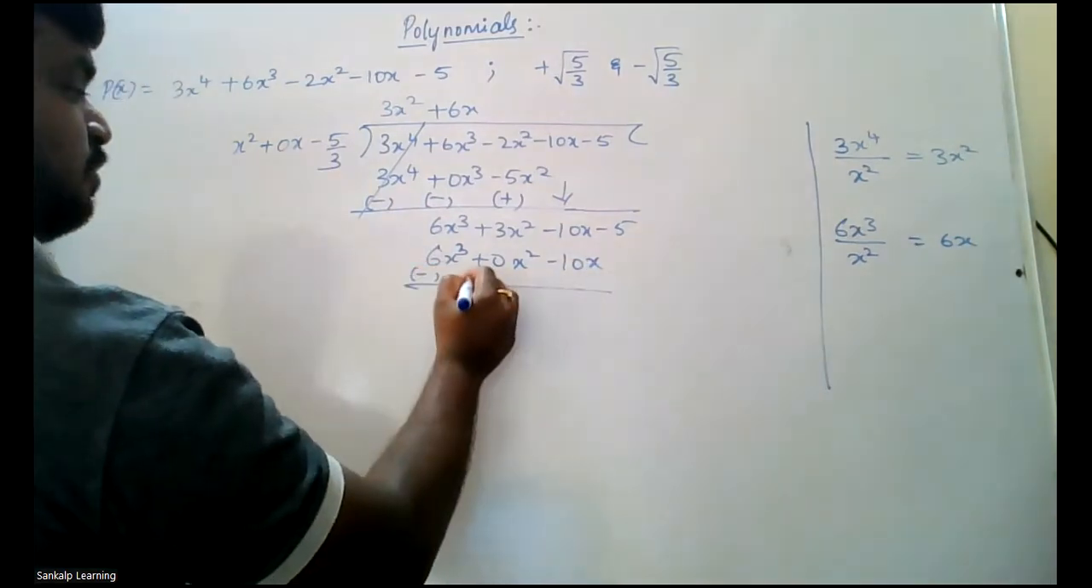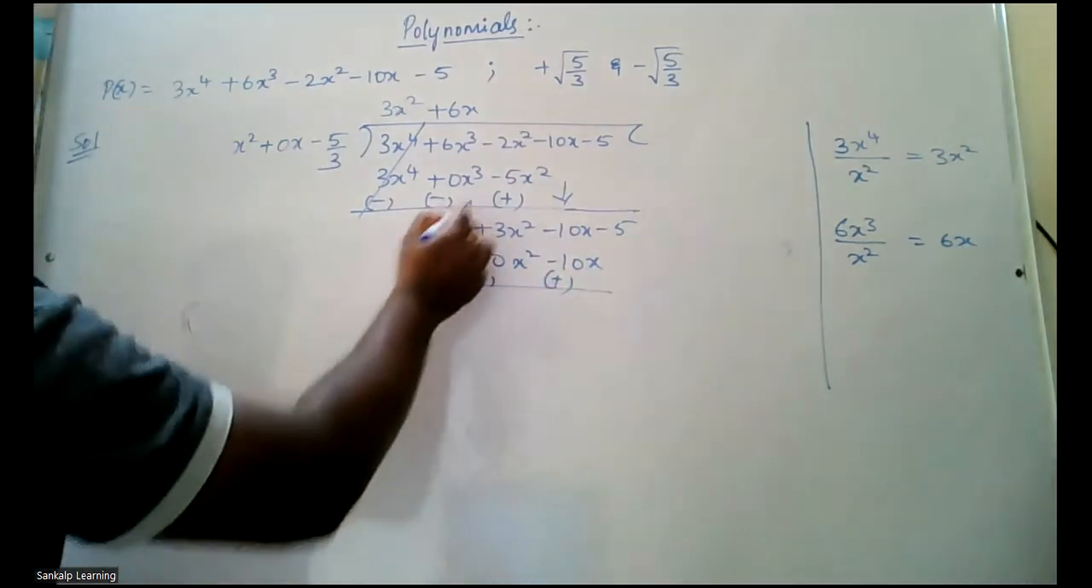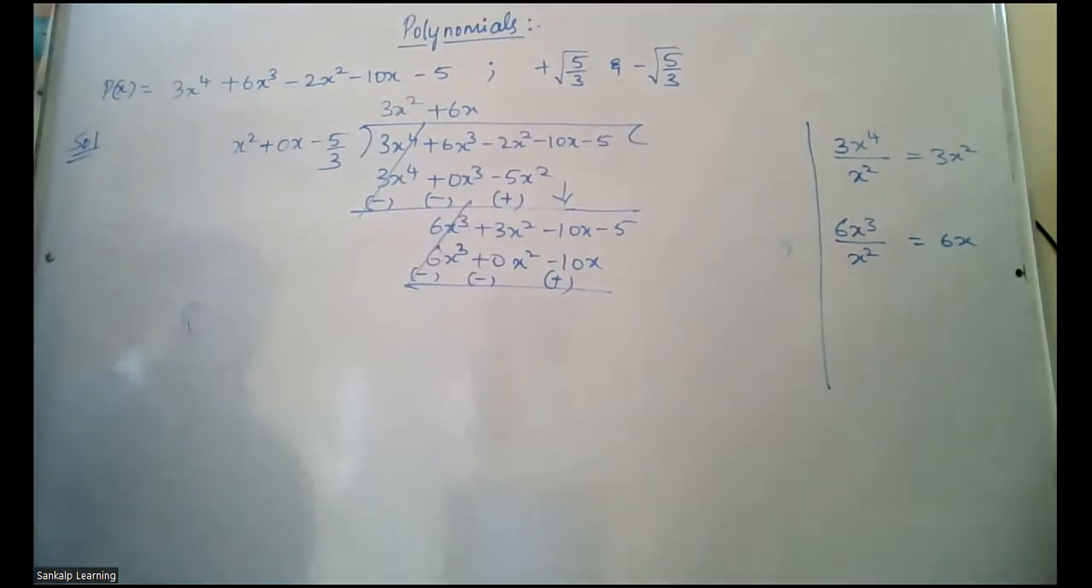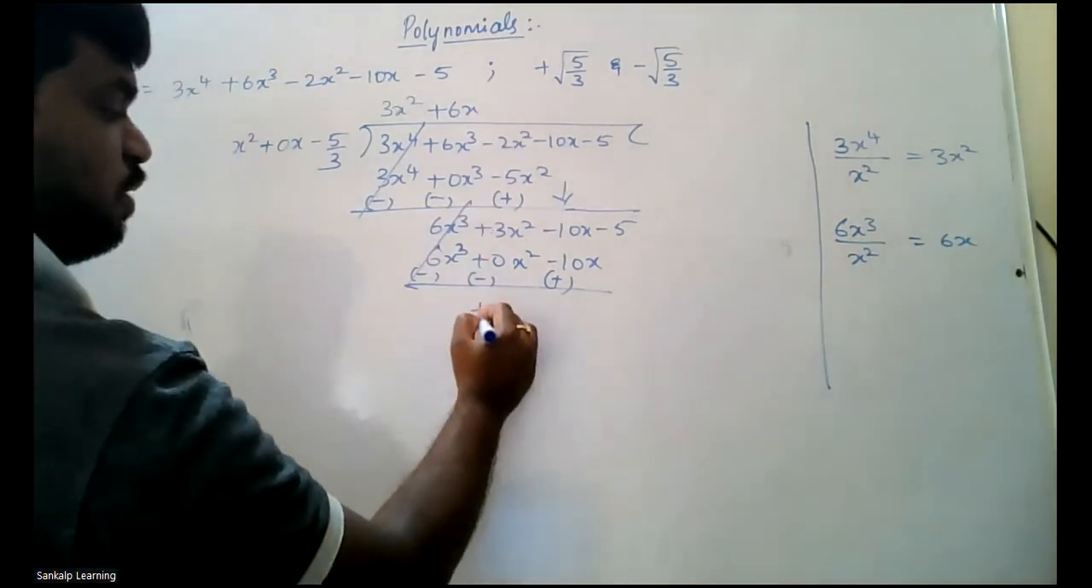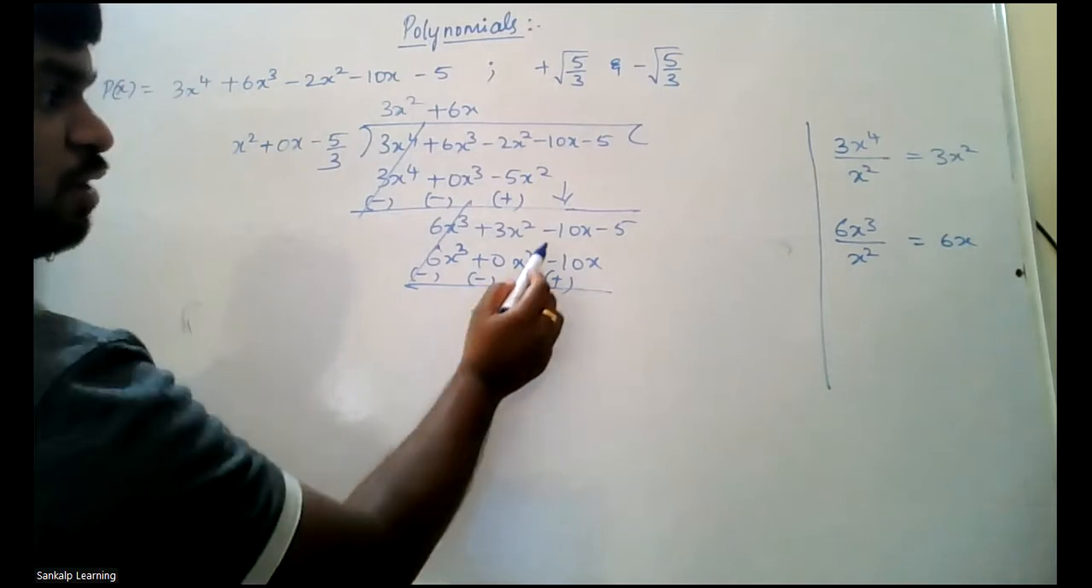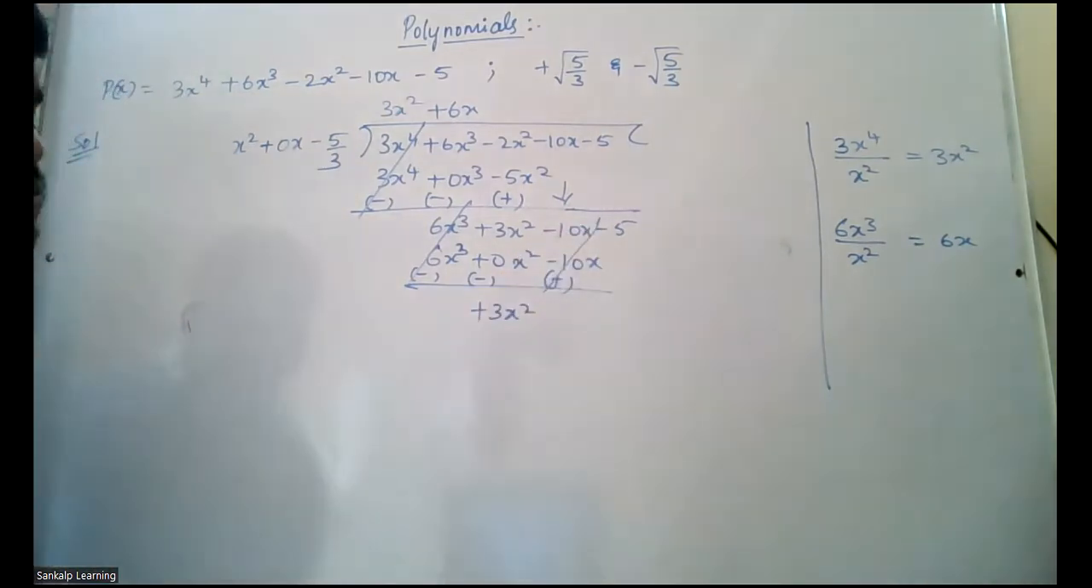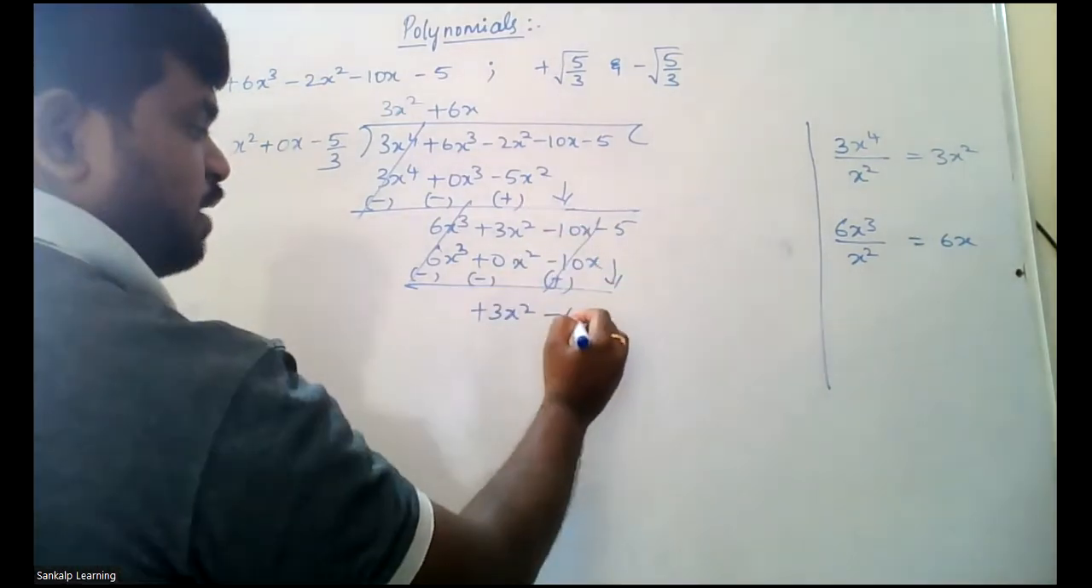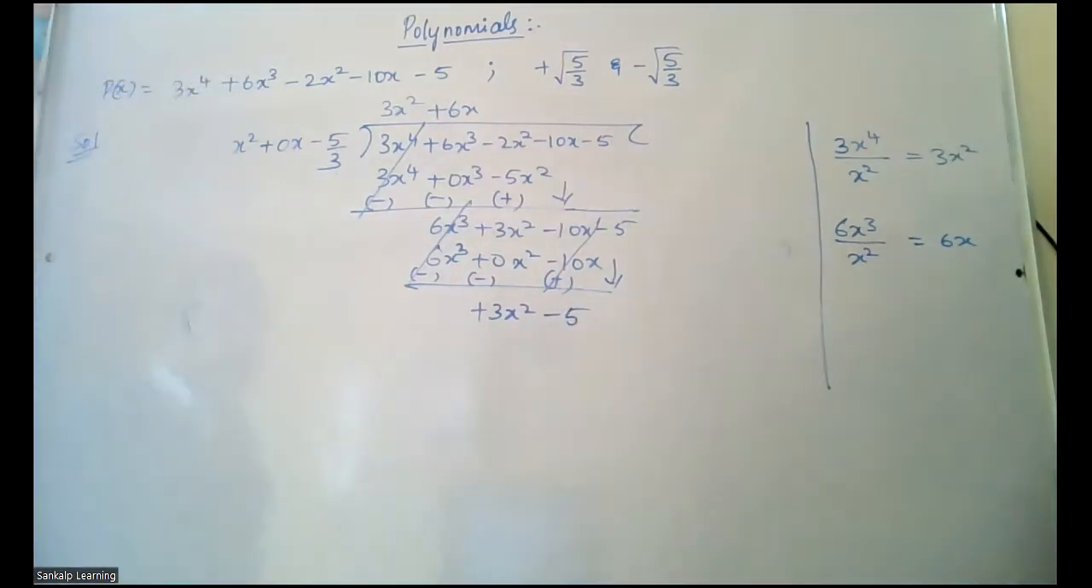So change the sign. If you observe, plus 6x cube minus 6x cube gets cancelled. Plus 3 minus 0 will give you plus 3 itself. And if you observe here, minus 10x plus 10x is also getting cancelled. The left out thing is minus 5. So let's write that.